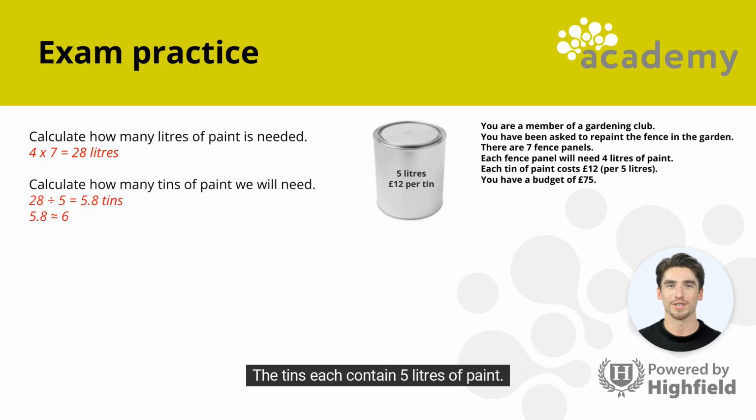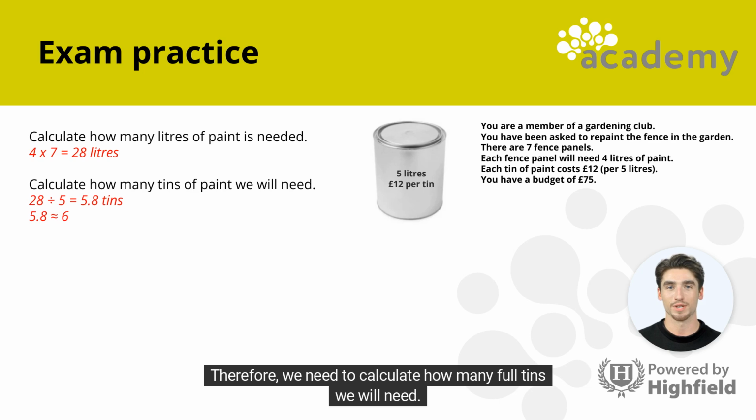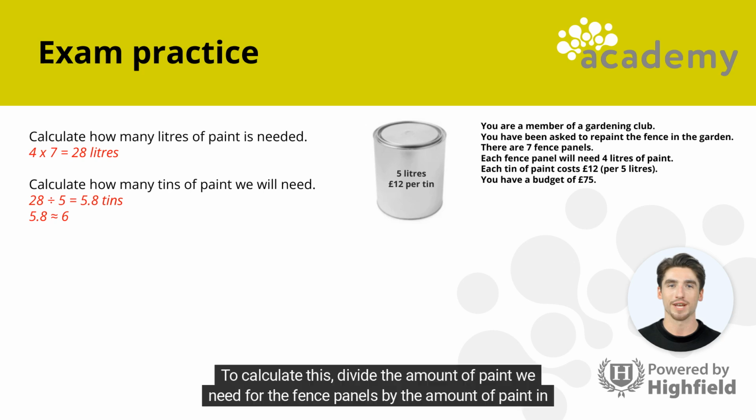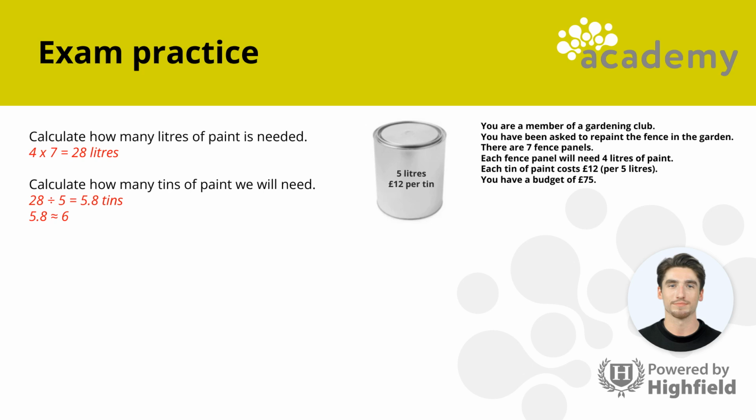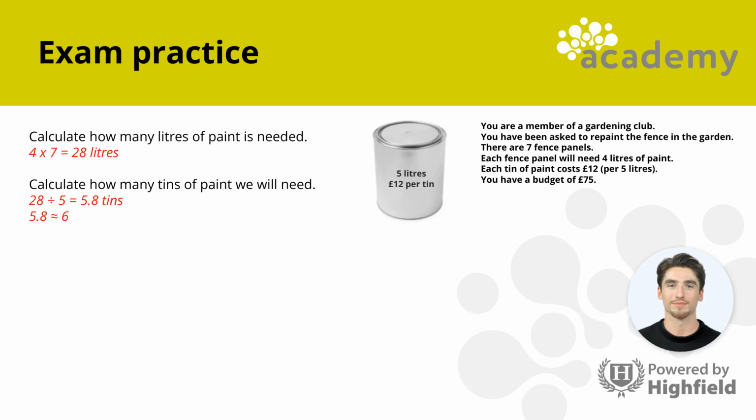The tins each contain 5 liters of paint. Therefore, we need to calculate how many full tins we will need. To calculate this, divide the amount of paint we need for the fence panels by the amount of paint in each tin. 28 divided by 5 equals 5.8 tins. We cannot buy 5.8 tins of paint. Therefore, we need to round up to the next whole number, which is 6.